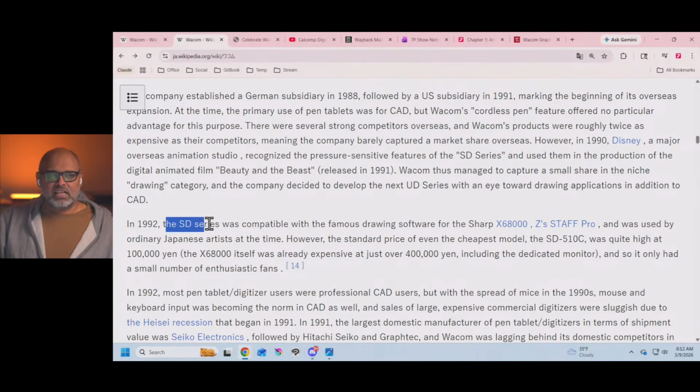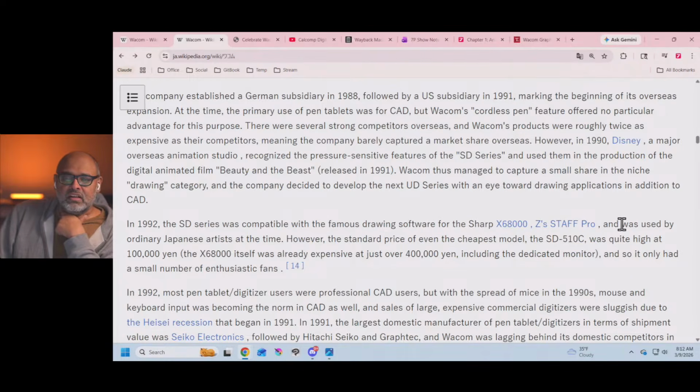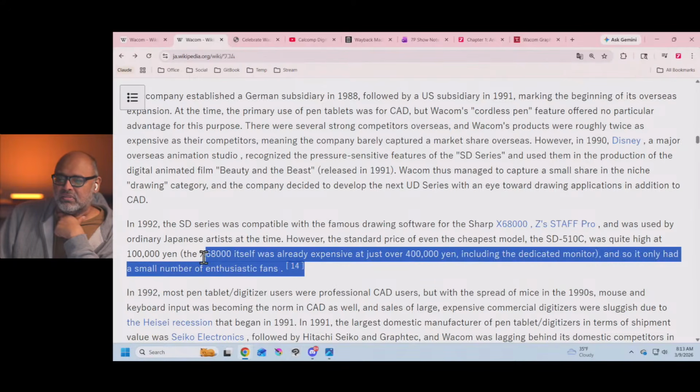Okay, 1992, the SD series were compatible with famous drawing software for the Sharp. I never used these, they look like Japanese hardware, so I never had access to this, and I don't know what software they're talking about. It says it was used by ordinary Japanese artists at the time. I don't know what those are. However, the standard price for even the cheapest model, the SD510C, was quite high at 100,000 yen. And the computer was 400,000 yen, including the monitor. So it only had a small number. So very expensive.